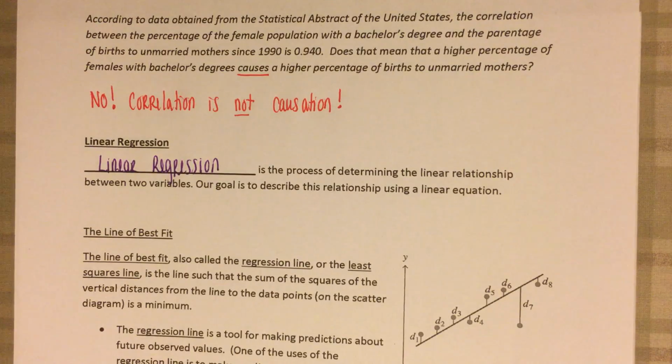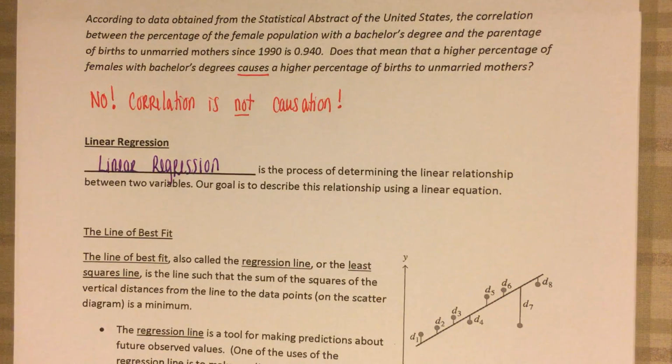Again, there's a whole bunch of other statistical mathematics that we can use to actually create these linear equations between these two values. We're not going to focus too much on that this semester, but we do want to talk a little bit about what that means. So what does this idea of linear regression mean to us? So the line of best fit, also called the regression line or the least squares line, is a line such that the sum of the squares of the vertical distance from the line to the data points is a minimum.